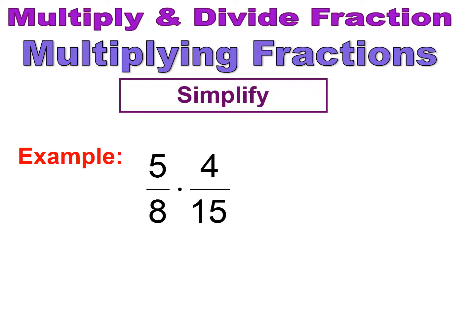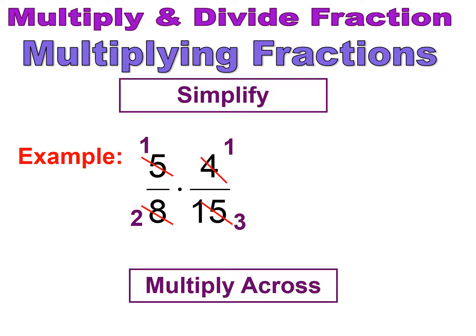So in this example here, I know that 5 can divide into 5 once, and 5 can divide into 15 3 times. So I'm going to simplify that piece, and be careful, you always want to put your marker of the number it's simplified to. And I see 4 can go into 4 once, and 4 goes into 8 twice. And now that everything's simplified, you multiply across. And again, numerator to numerator, so it's 1 times 1 is 1. Denominator to denominator, so we end up with 2 times 3 is 6. So multiplying these two fractions together, I end up with 1 over 6.